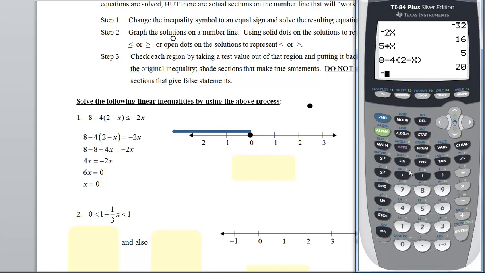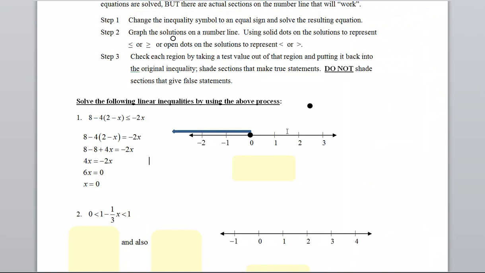And left-hand side. So here's my statement: 20 is less than or equal to negative 10. No, I don't think so. So I do not shade false statements. So this is the graphical answer to this problem, to this inequality.